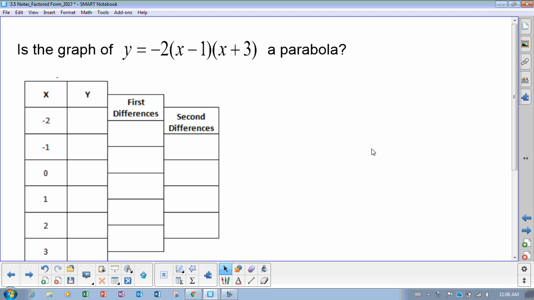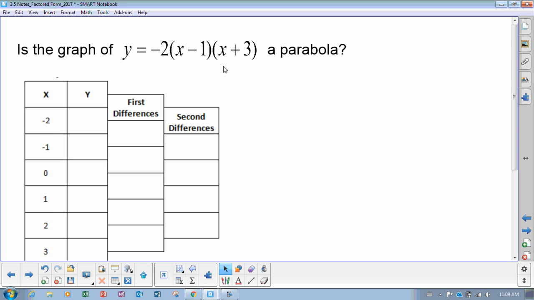So first off, this format looks quite different from the formats that we've used so far. We've used standard form, which tells us the direction of opening and the y-intercept. We've used the vertex form, which tells us the vertex, the direction of opening, and from there we can get a bunch of other information. So now we're looking at our final form. So this form up here is actually called factored form.